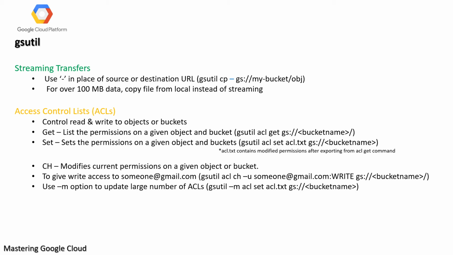Ch allows you to modify the current permissions on a given object. And to give write access, this is the command that you should be using. Use the -m option to update a large number of ACLs. It's gsutil -m acl set acl.txt, which is a text file with the access permissions, and then the bucket name.